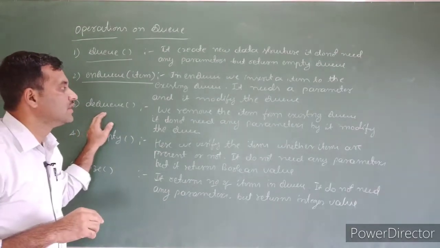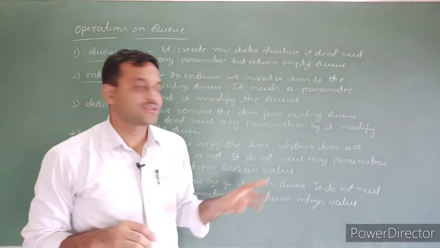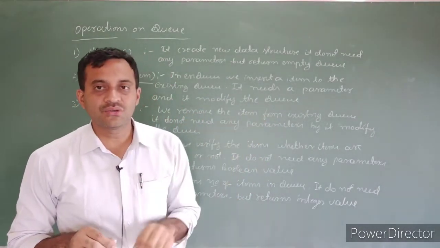Then DQ, we remove the item. It is a process to remove the item from the existing queue.